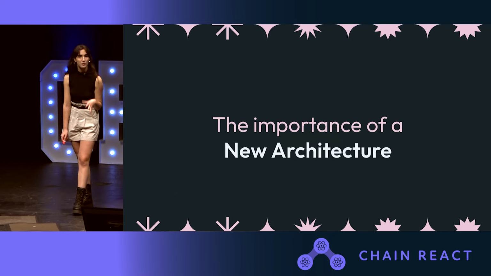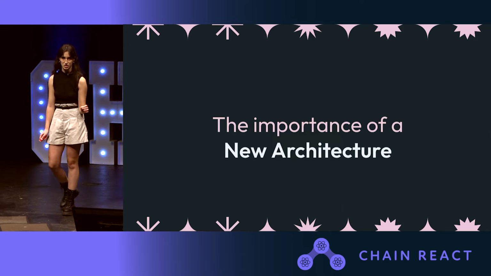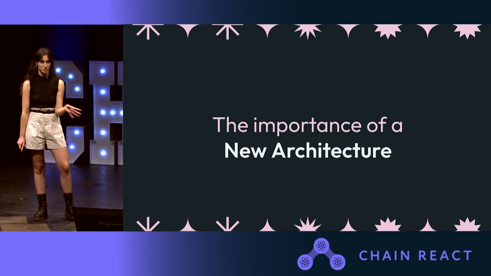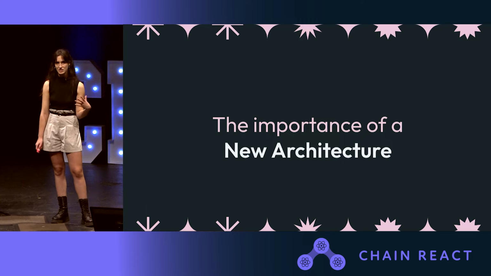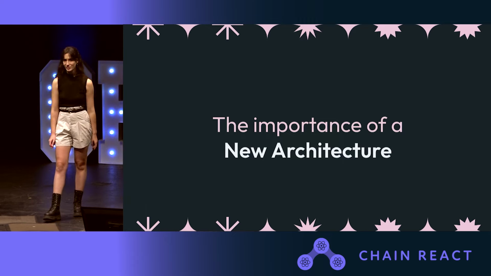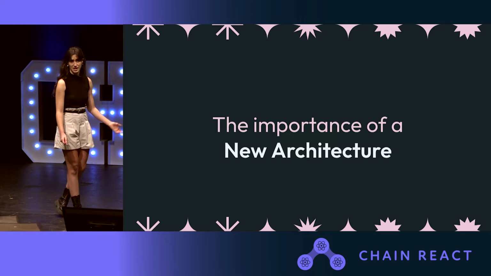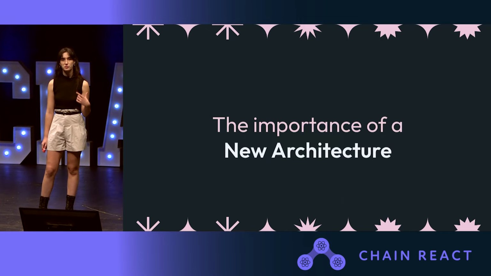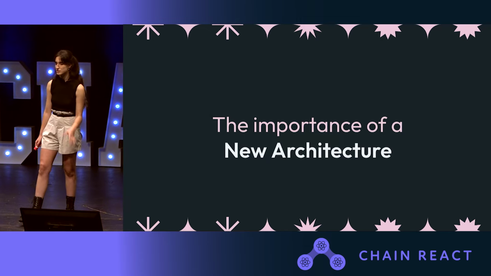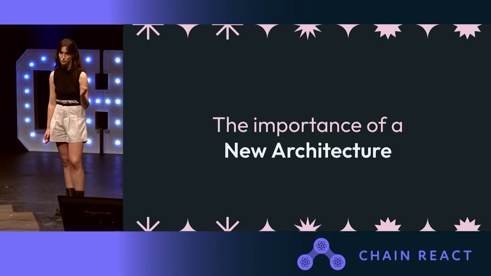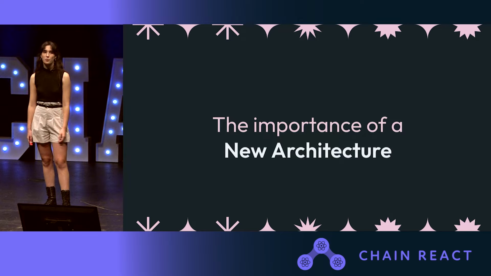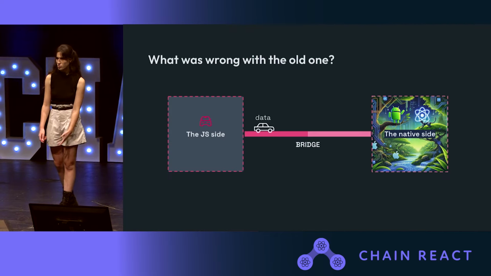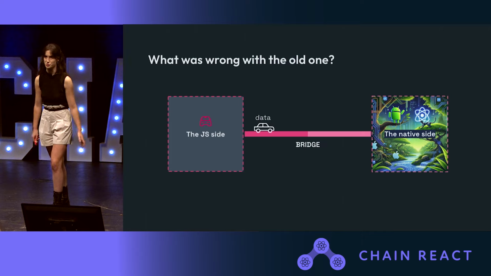Well, but first I wanted to talk about the new architecture. As you know, because of Gant's presentation, React Native was released in 2015, and we've come a long way since then. One of the most important changes in the latest years to React Native was an architectural change. So you might be asking, why? What was wrong with the old architecture?